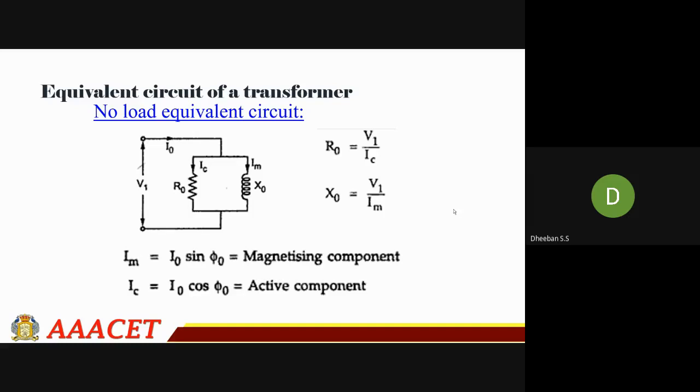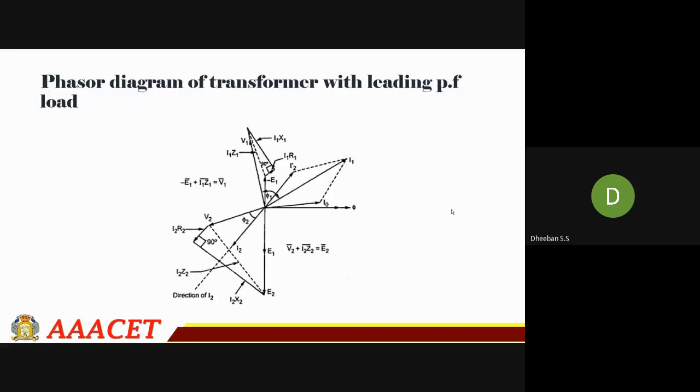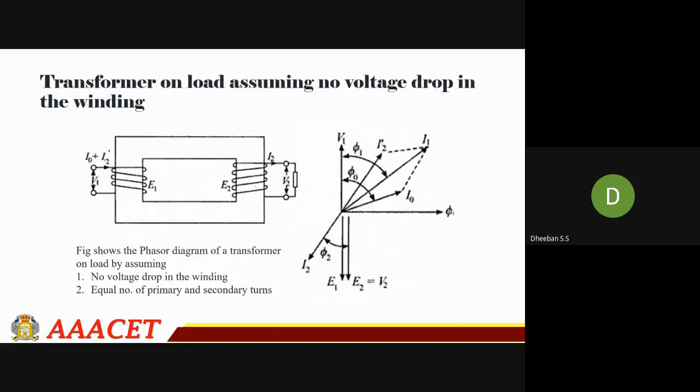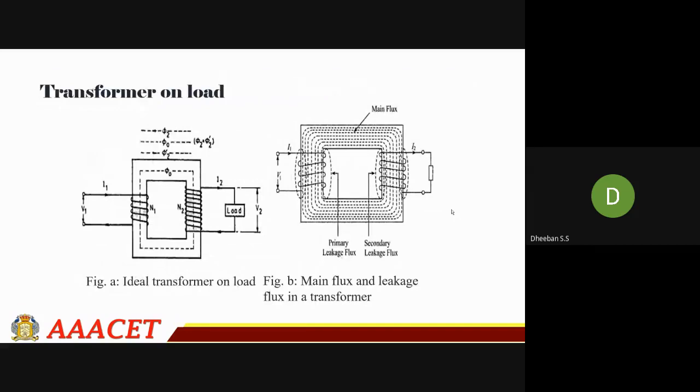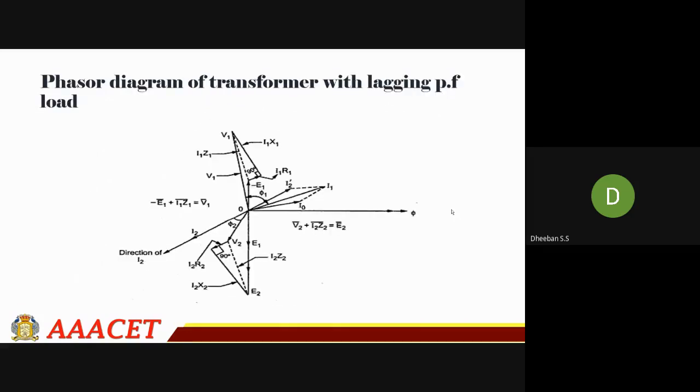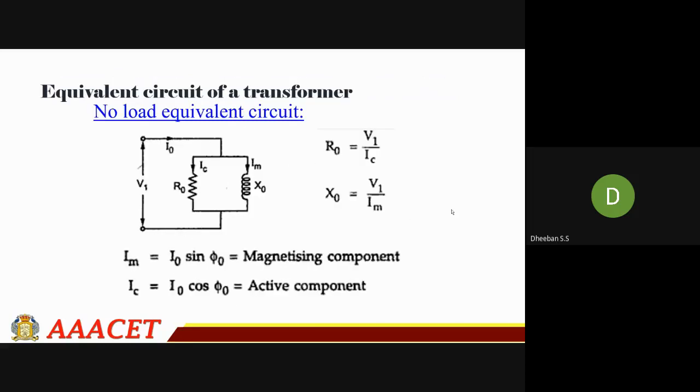First we'll be starting with the equivalent circuit of your transformer. In the previous lecture, we have seen the phasor diagram at no load, with the resistive load, with the inductive load as well as the capacitive load. And in today's lecture, we will be dealing with the equivalent circuit of your transformer.